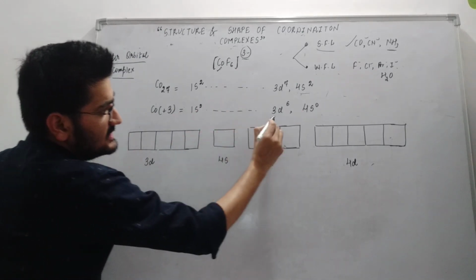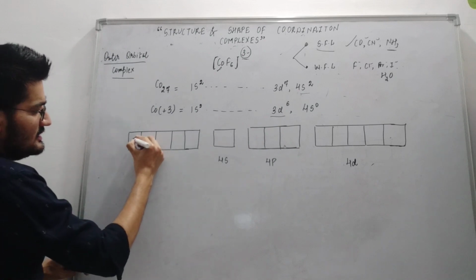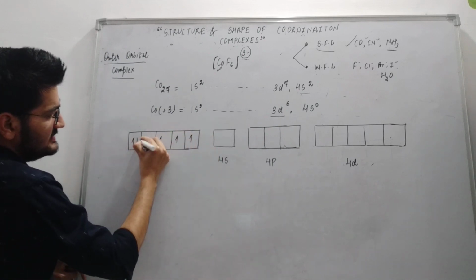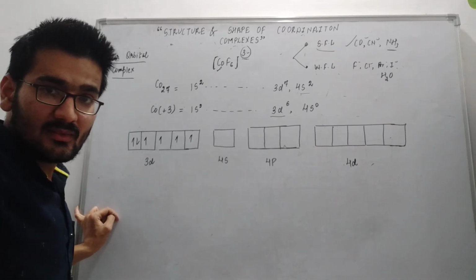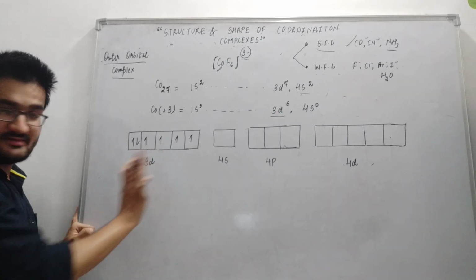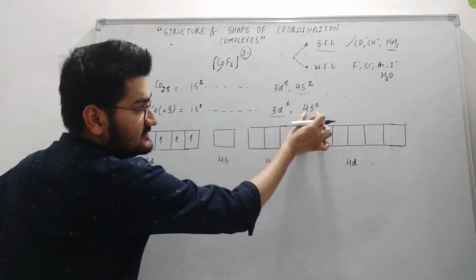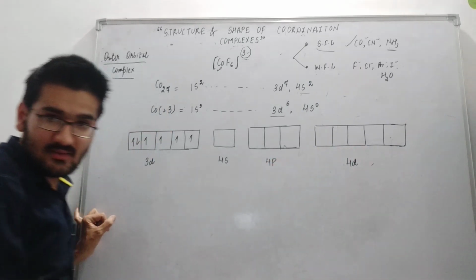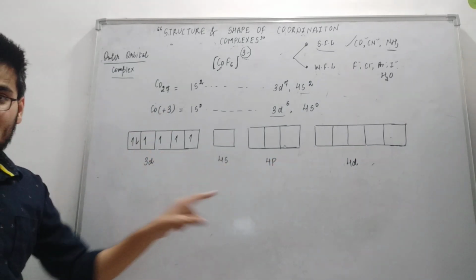So the 6 electrons are here: 1, 2, 3, 4, 5, 6. This is according to Hund's rule. The 6th electron has been filled. Now in the 4s orbital there are 0 electrons, 4p is empty, and 4d is empty. Okay, this is the orbital diagram.